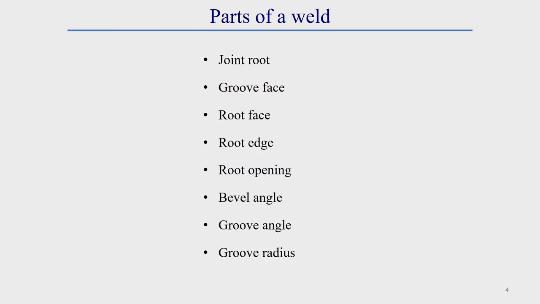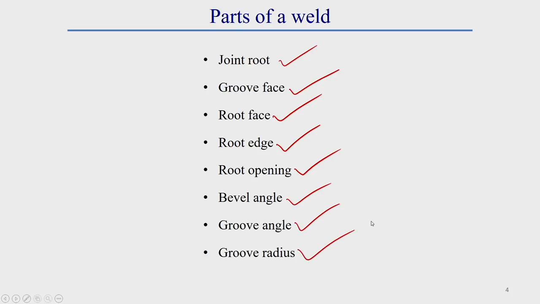Generally you will see so many different parts of a weld joint. Here there are almost 8 different parts. These are the names of those parts. There is a part named joint root. There is a part named groove face. There is a part named root face. There is a part of a weld joint named root edge. Then another part is root opening. Then another part is bevel angle, and groove edge. So around 8 different parts of a butt joint are there.